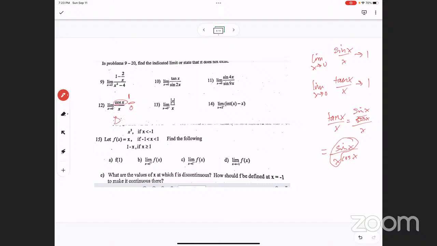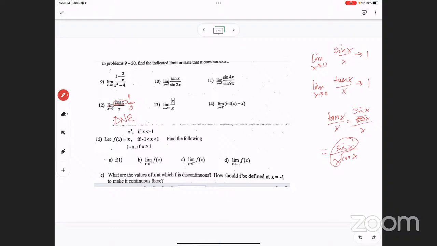It's undefined. Yeah, it does not exist. So that would be does not exist. That makes sense? Yeah. Okay, how about, what was the other one you wanted?